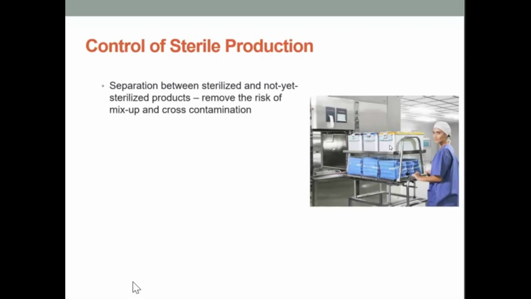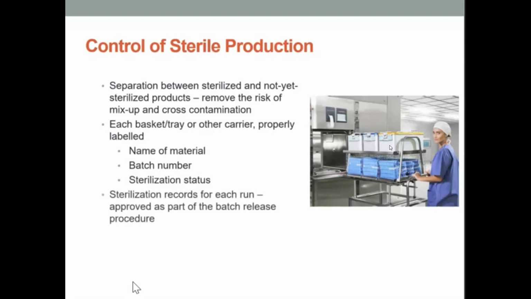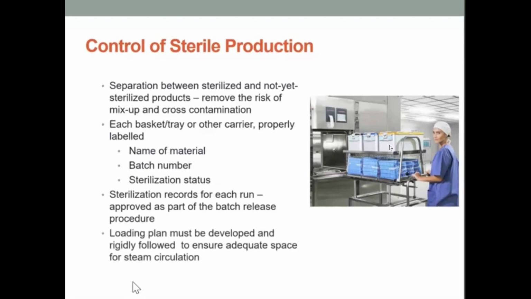Control of sterile production. Separation between sterilized and not yet sterilized products is important. We have to remove the risk of any mix-ups and cross-contamination from potentially occurring, as these would be disastrous in a sterile environment. Each basket, tray or other carrier has to be properly labelled, with the name of the material, the batch number, the sterilisation status. Sterilisation records for each run are approved as part of the batch release procedure. They are so important. The loading plan must be developed and rigidly followed to ensure adequate space for steam circulation.